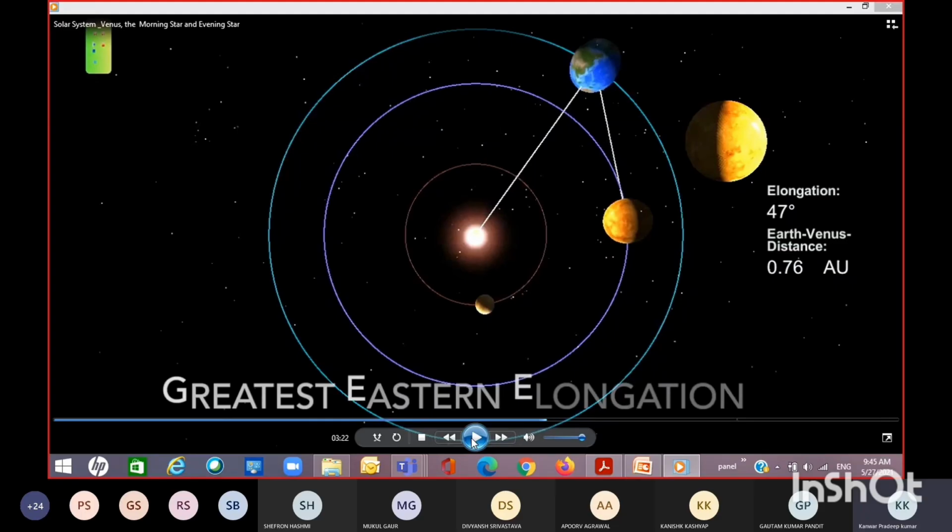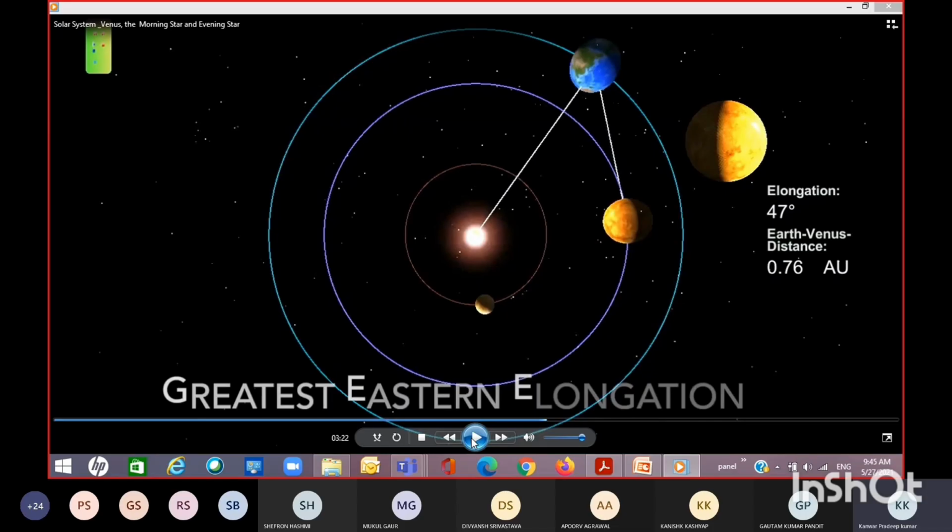Can you see India on top? That green one? India or America? America. America? No, it looks like India. This is Japan. This is the Pacific Ocean coming. Down below maybe Australia. Or is it South America? Whatever it is, this is easterly elongation.